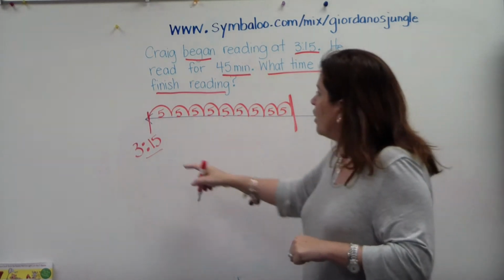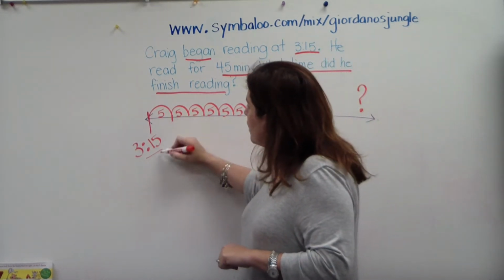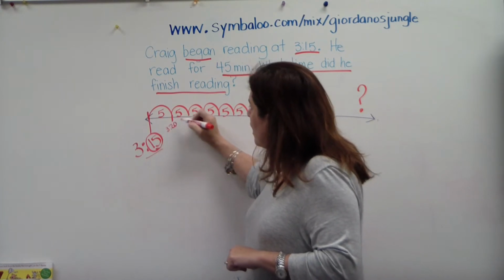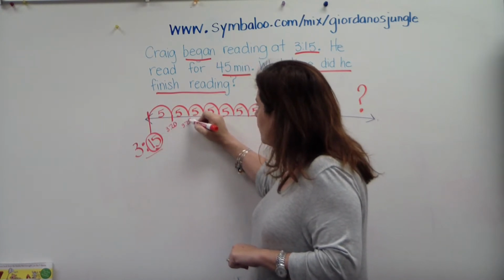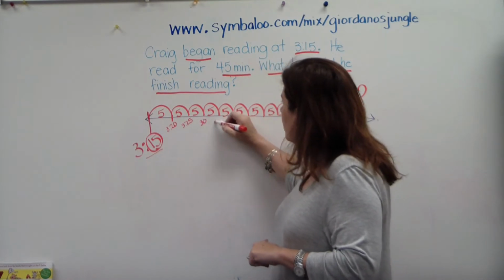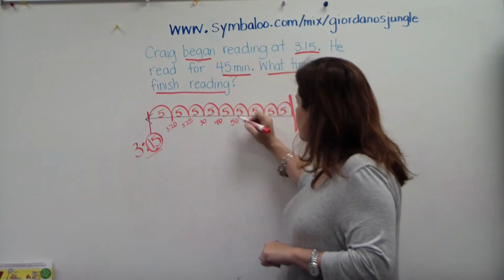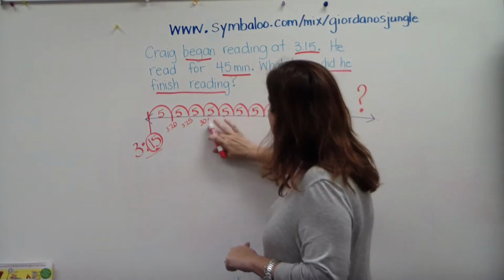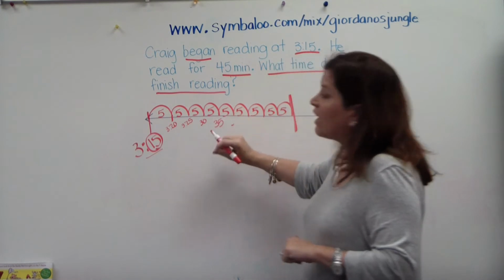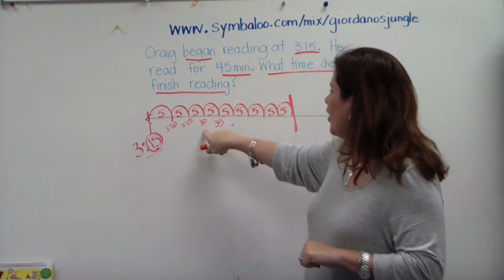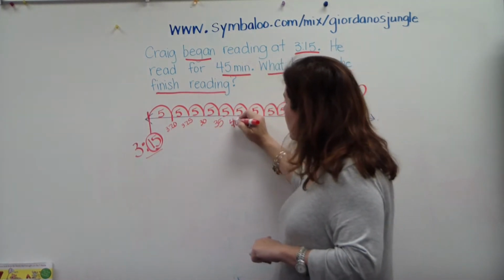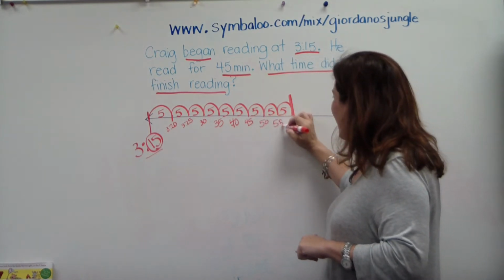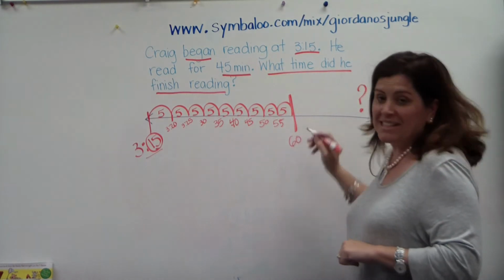So let's see. This one's 3:15, so the next one, again, we're looking at the minutes, would be 3:20. Then 3:25, 30, 40, 50. Wait. Whoopsie, I made a mistake. That didn't seem right. 35. Sorry about that. 25, 30, 35, 40, 45, 50, 55. There we go. And 60.